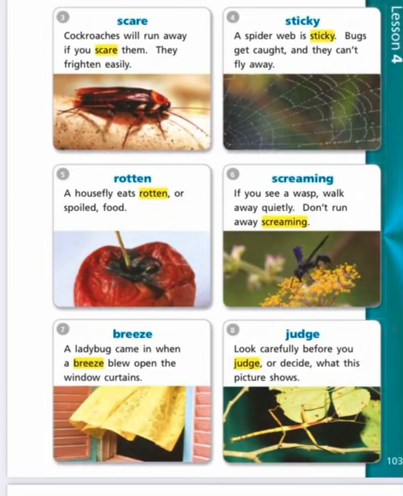Screaming. If you see a wasp, walk away quietly. Don't run away screaming. Breeze. A ladybug came in when a breeze blew open the window curtains. Judge. Look carefully before you judge or decide what this picture shows.